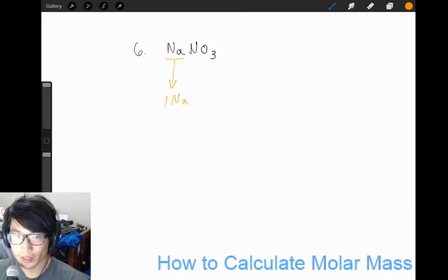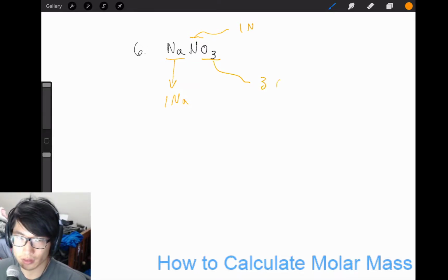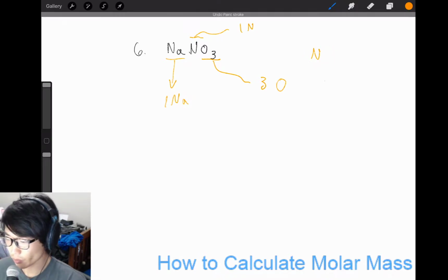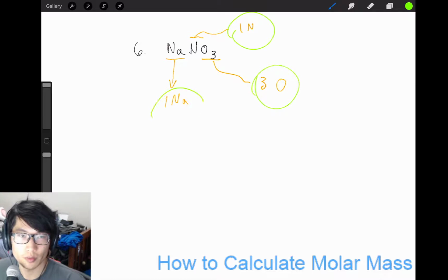Then I see, how many nitrates do I have? Well, I have one nitrate. But in that nitrate, I have one N, but I have 3 oxygens. Remember that 3 is only affecting what it's touching unless it's parentheses. If it was like this, with parentheses, that's something completely different than what we have in number 6. I'm going to circle those in green. So this is what it's made of: one N, one Na, and 3 oxygens.